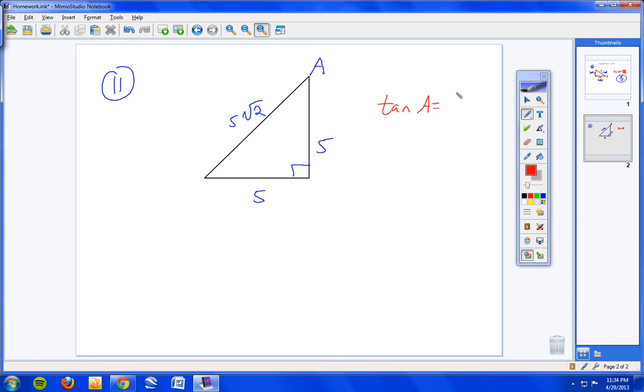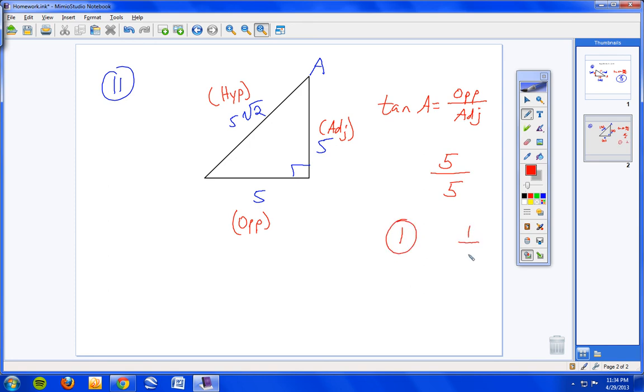Well, how do you find the tangent of any angle? Opposite over adjacent. So what angle are we dealing with? A. So put your pencil on A, go straight across, and when you go straight across, that's your opposite side. Here's the right angle, so we know this is your hip, your hypotenuse. And this side right over here is the only side left, it's adjacent. So how do you find the tangent of A? Opposite over adjacent. What is the opposite side? 5. What is the adjacent side? 5. 5 over 5 is 1.